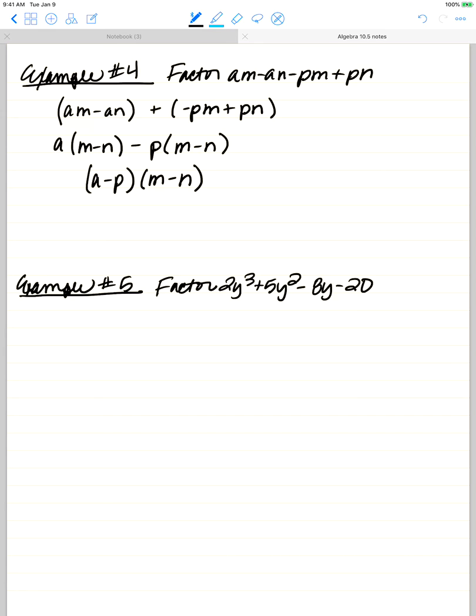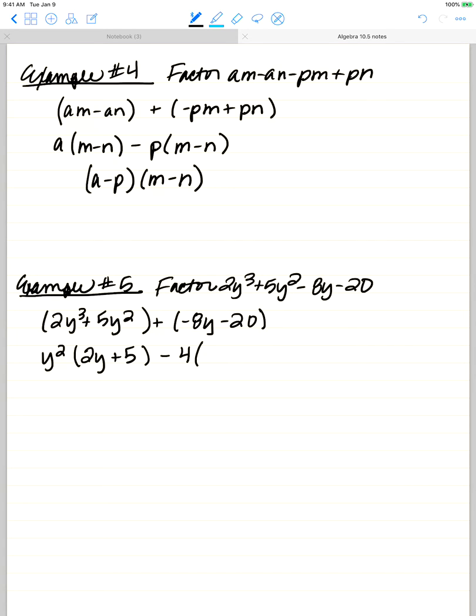Example number 5, okay? Factor 2y cubed plus 5y squared minus 8y minus 20. We're going to group 2y cubed plus 5y squared plus negative 8y minus 20. I can factor out y squared of my first grouping, leaving me with 2y plus 5, minus 4 times 2y plus 5. I'm left here with y squared minus 4 times 2y plus 5.